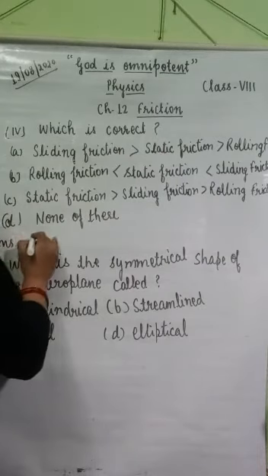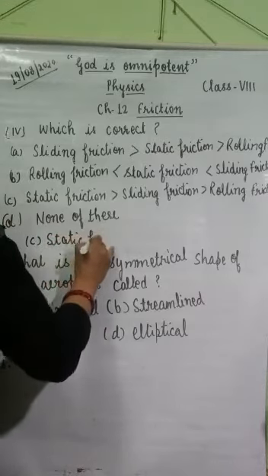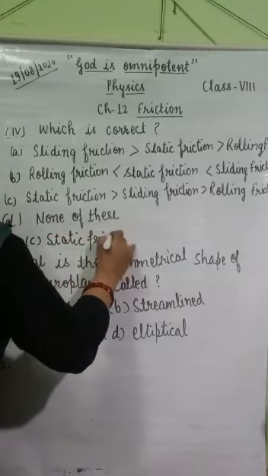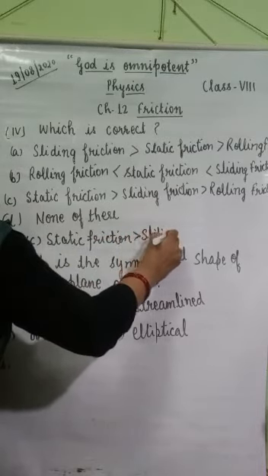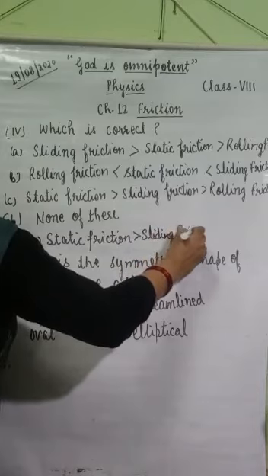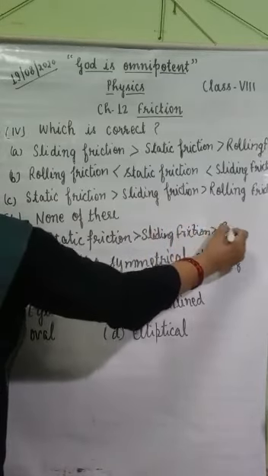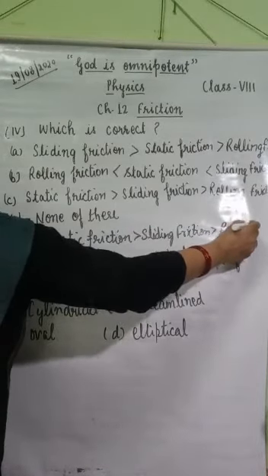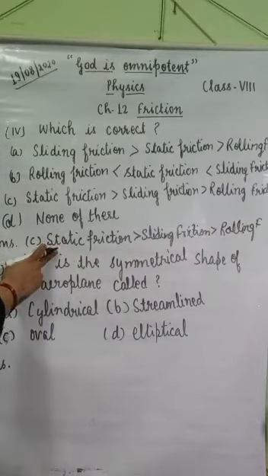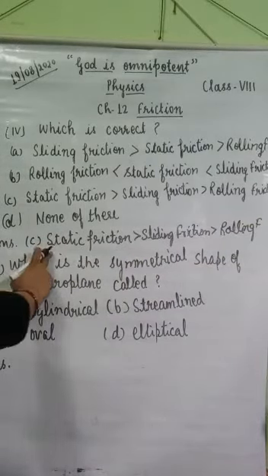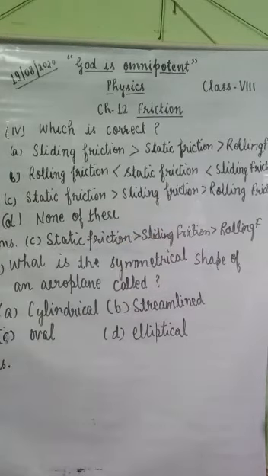Static friction is greater than sliding friction, and it is also greater than rolling friction. So rolling friction is least and static friction is high. So static friction is greater than sliding friction and sliding friction is greater than rolling friction.